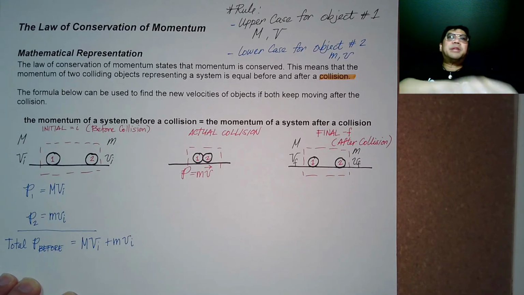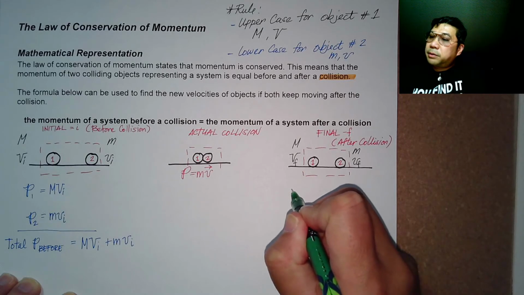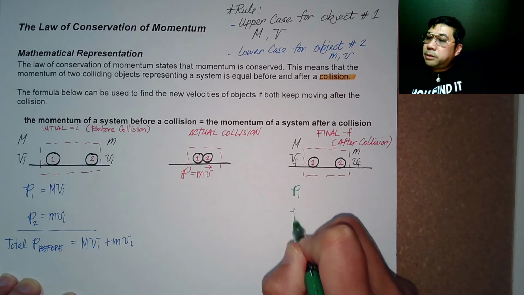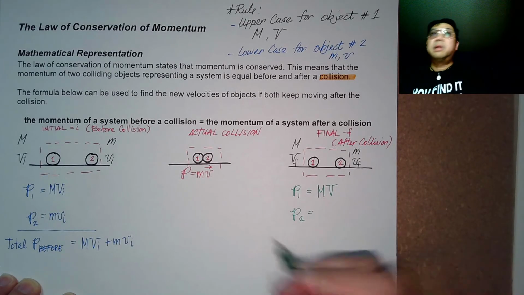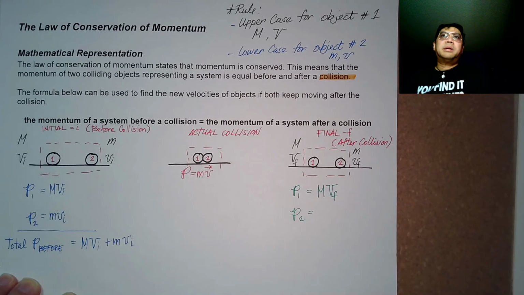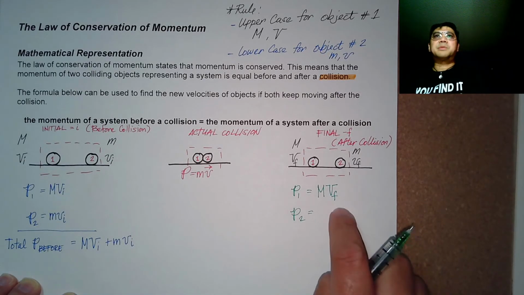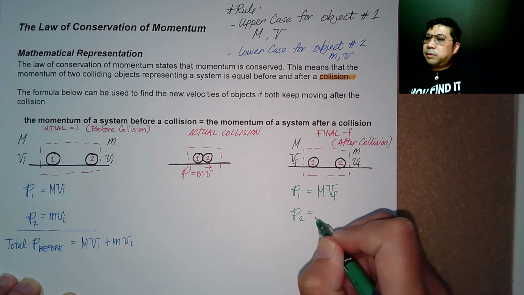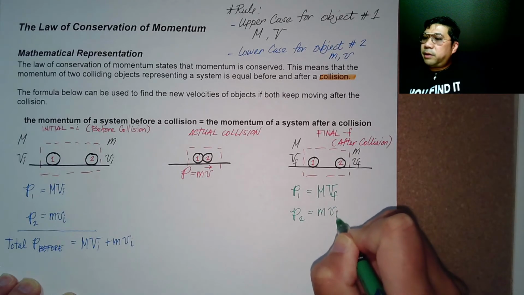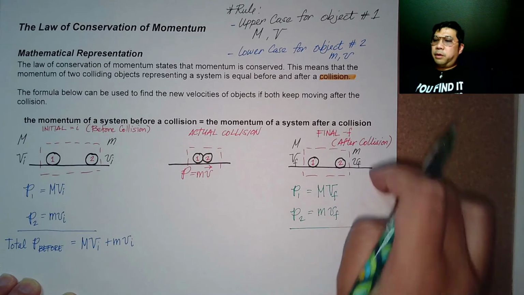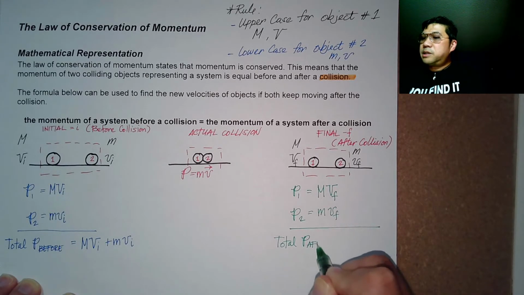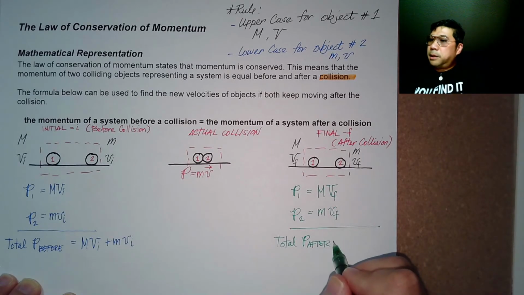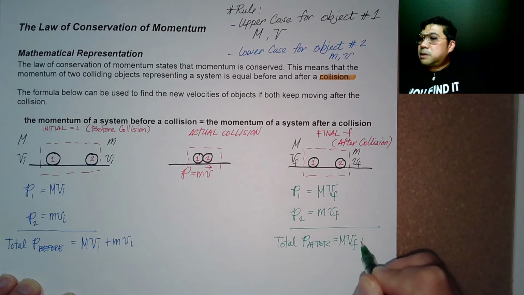Let me use a different color so it will designate our final condition. So the momentum for object number 1, the momentum for object number 2, is simply the product of mass and the velocity, but since this is the final condition, your uppercase V should be provided with a subscript of F, which means final. This subscript is basically just to show that it's the final condition, and then mass multiplied by the final velocity. Then if you take the sum of those two, this is the total momentum after collision. So this is after they have collided: M V sub F plus m v sub F.